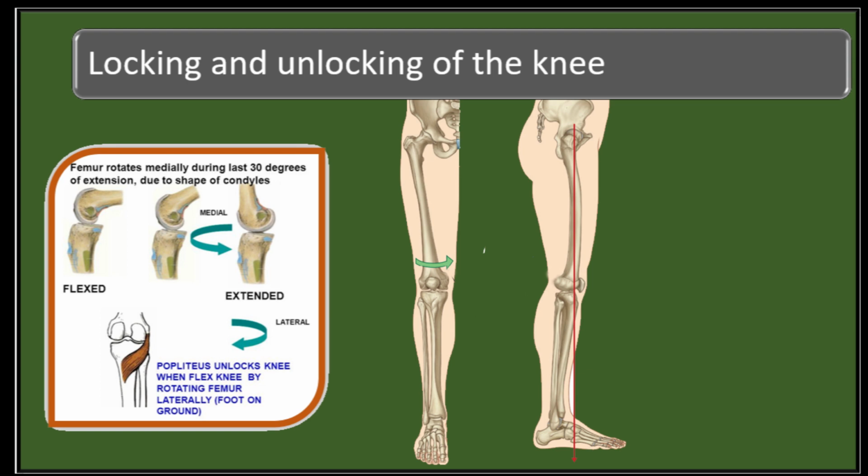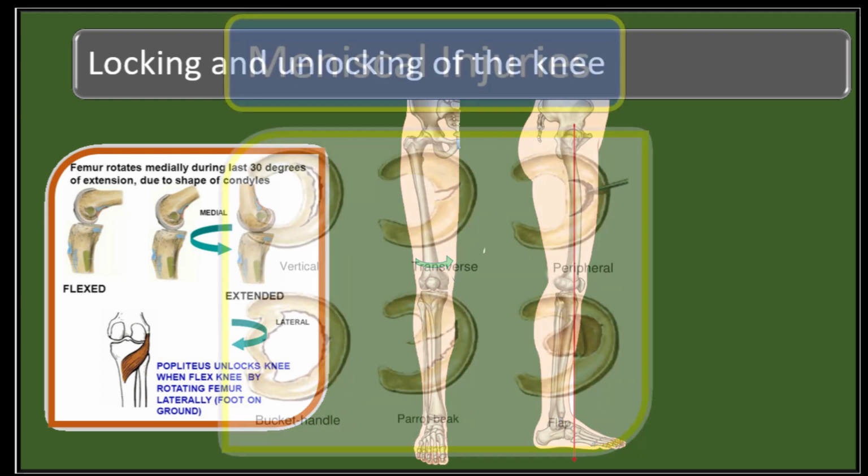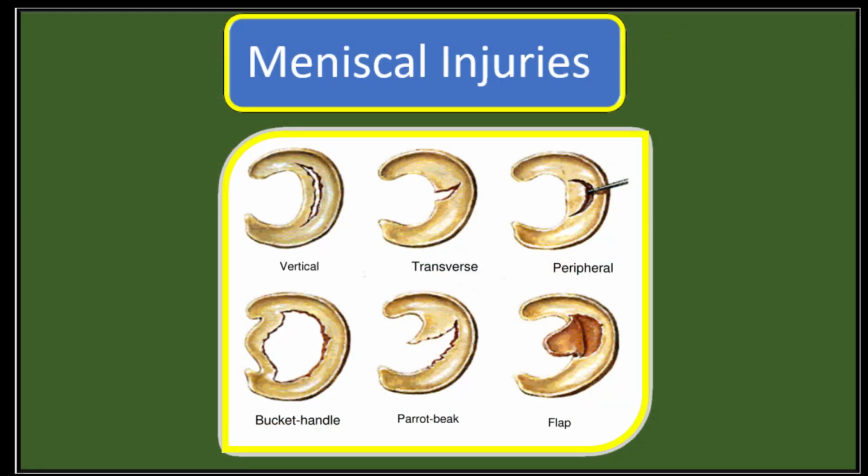To initiate locomotion and flexion, it also runs through an unlocking mechanism done through lateral rotation of the femur on the tibia during the initial phase of flexion by the popliteus muscle. The menisci can get torn during forceful rotation or twisting of the knee. There are various patterns of meniscal tearing depending on the cleavage plane, such as vertical tears, horizontal tears, bucket handle tears, etc.